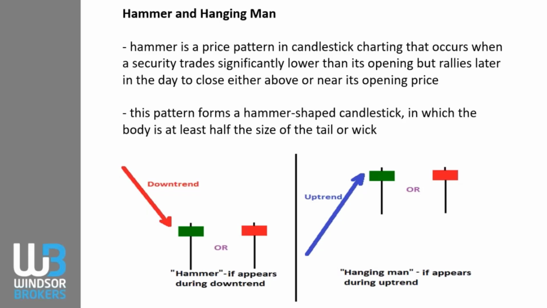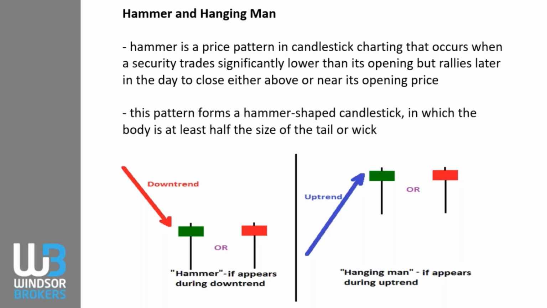It's basically the same shape, it just depends in which direction it appears. So a hammer is a price pattern that occurs when the security trades significantly lower from the opening. So we have the opening somewhere here and it falls lower, but bounces back, and the market closes much closer to the opening level than to the lowest point, forming a hammer. And when such a thing appears in a downtrend, this is an initial signal that the market could be reversing.